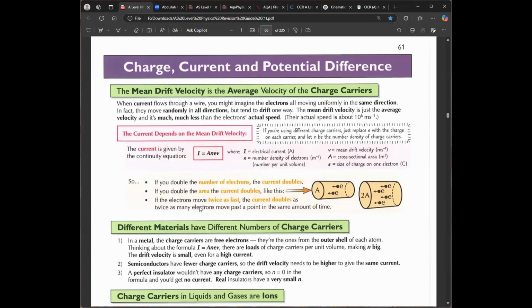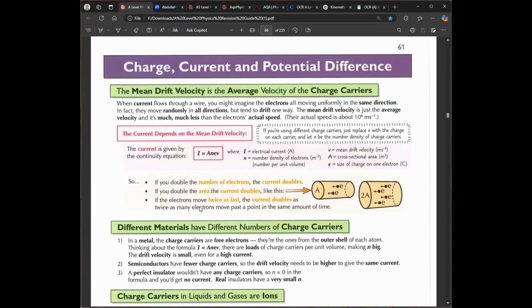Then we have mean drift velocity. Now, charge flows because of electrons, that is the convention that we are taking. So the convention used to be that it is the positive charge that flows. It used to be in that way, but now scientists know that it's basically the electron that is flowing. So we take e everywhere, like you've seen.